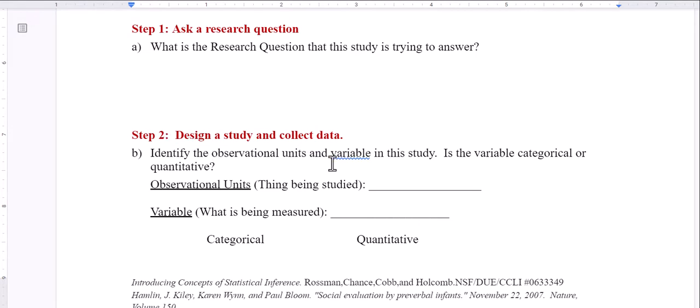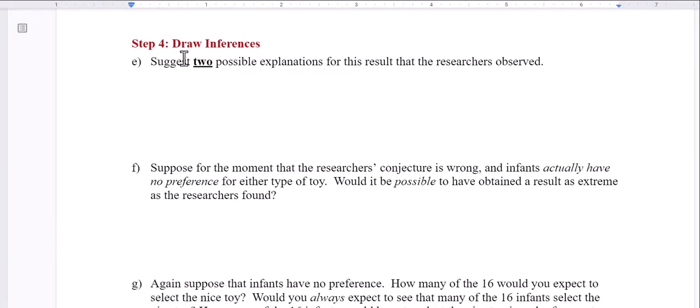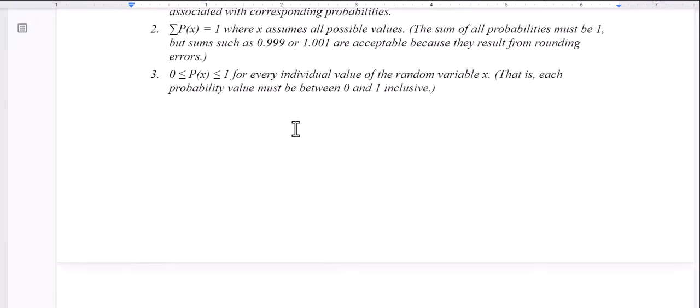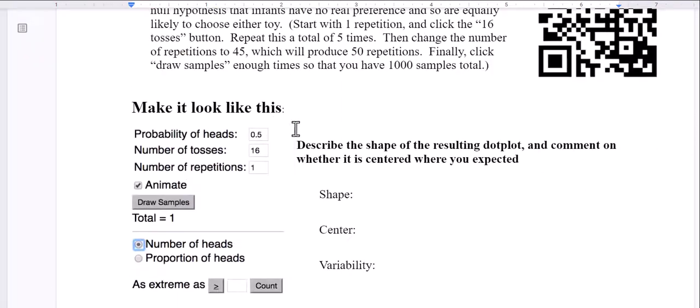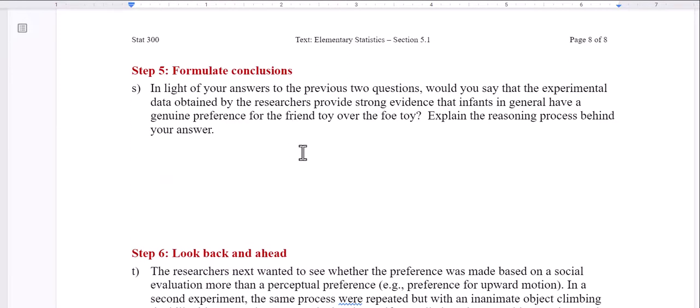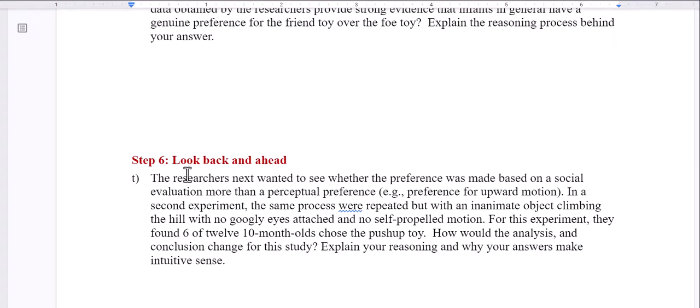So again, step 1, ask a research question. Step 2, design a study and collect the data. Then step 3, explore the data. Step 4, draw inferences from your data. This is step 4. I guess it's kind of long. So step 5, formulate conclusions. Once you've done all your statistical analysis, what are your conclusions? And this is where you're going to get to state your evidence or your significance, and then look back and ahead. What was missing, or what other questions were generated from the data that you gathered.